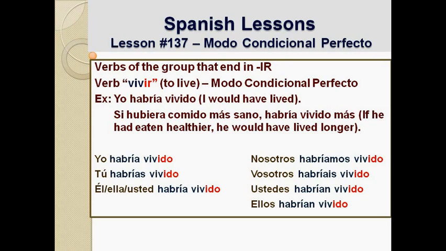Ustedes habrían vivido. You would have lived. And ellos habrían vivido. They would have lived.